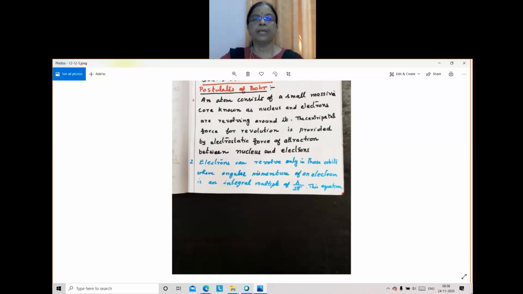Second postulate: electrons can revolve only in those orbits where the angular momentum of an electron is an integral multiple of h by 2 pi.